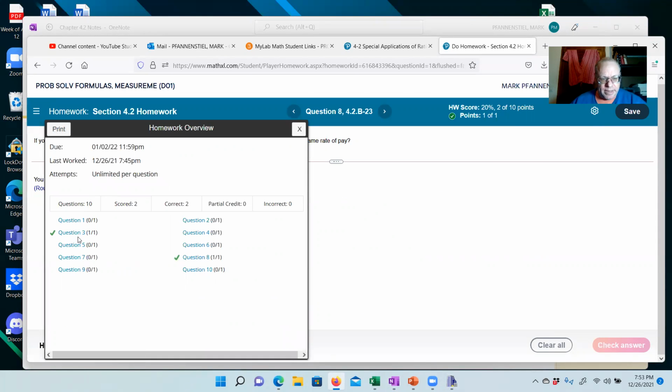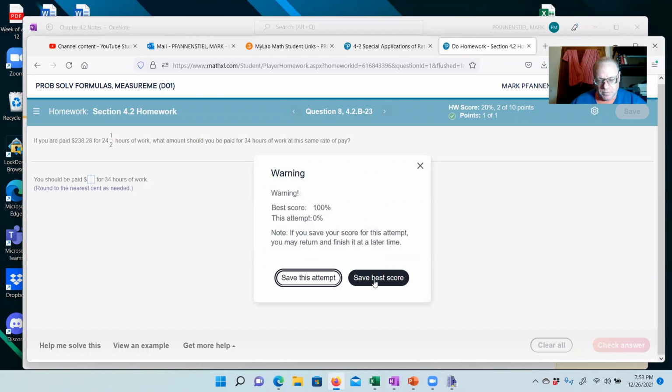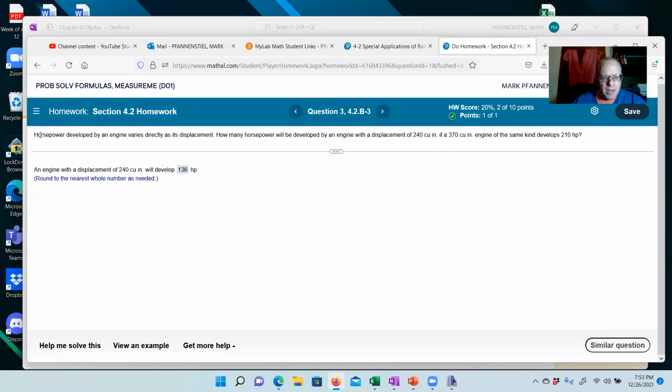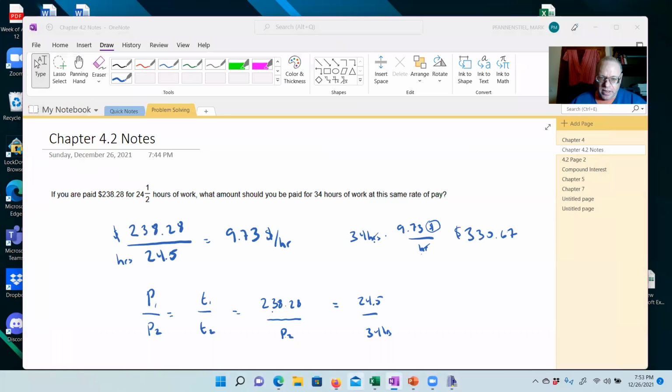We are going to go ahead and take a look at question 3. In this case, we have horsepower as its displacement, and you see it says varies directly. That's what we want, because there's varies inversely and varies directly. Those are the words you want to pay attention to: varies directly or varies inversely, which is a 1 over. So for this, it is varies directly.